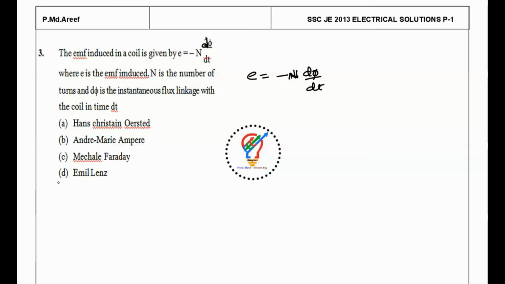It is given by Lenz's law. Why? Because here they specified the negative sign. The negative sign is because of Lenz's law, which says that the EMF opposes the cause of its production. Generally students make the mistake of saying it's Michael Faraday. Faraday says the magnitude of the induced EMF is directly proportional to the rate of change of flux linkages. But the negative sign means it's Lenz's law.